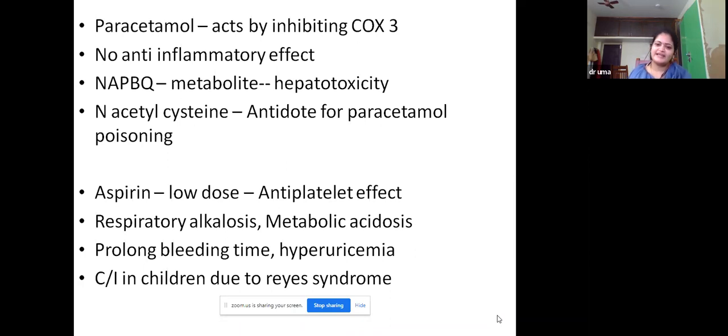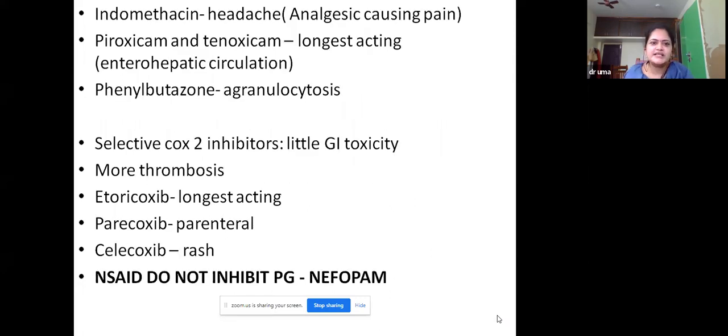But at a dose more than 5 grams per day, it increases the uric acid secretion. But it is not used for gout because it is not a dependable uricosuric. It is not used in children less than 12 years due to Reye's syndrome. When it is used for varicella-like infection, they are more prone to cause Reye's syndrome, that is hepatic encephalopathy. And indomethacin causes headache. So the analgesic which causes pain is indomethacin.